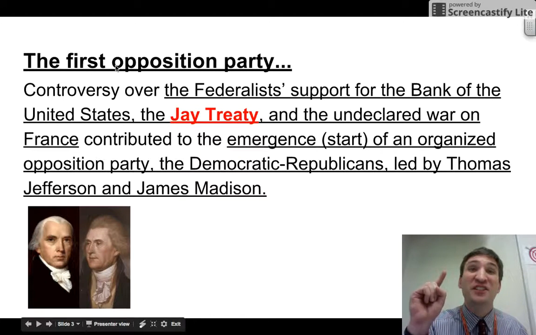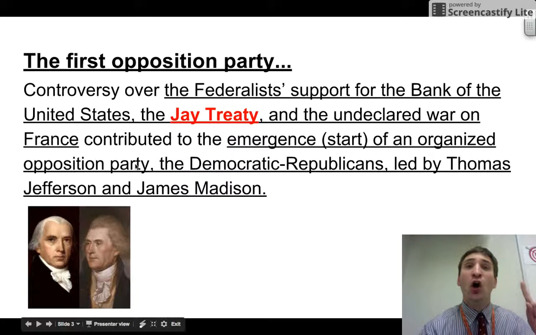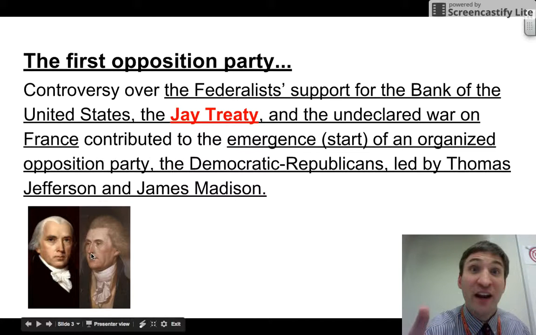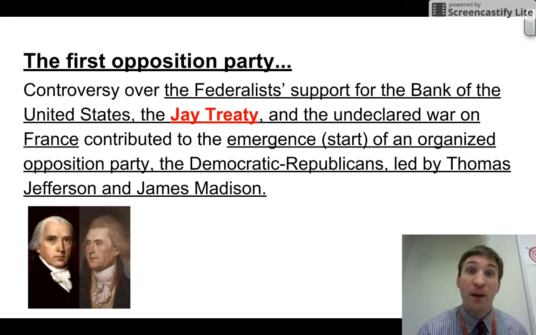The first opposition party. Controversy over the Federalists' support for the Bank of the United States, the Jay Treaty, and the undeclared war on France contributed to the emergence, meaning start, of an organized opposition party called the Democratic Republicans, led by Thomas Jefferson and James Madison, these two Virginians who were good friends and wanted to support France in this war, not Britain, but it gets complicated.